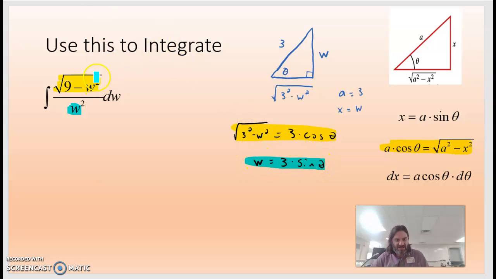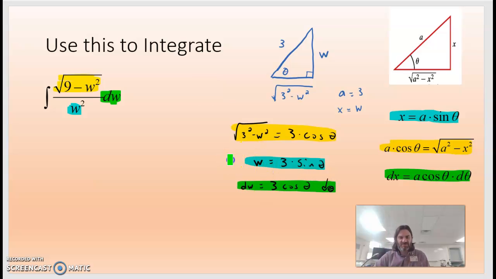Okay, and the last thing we have here is the dw, and with the dw, that's going to be relative to the dx. So dw, whether you want to take the derivative of the previous or use it from over here, will be 3 cosine of theta d theta. So we're going to replace those 3 things with what we have here.